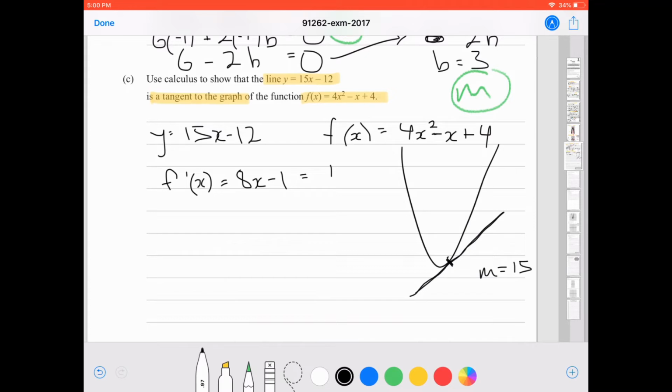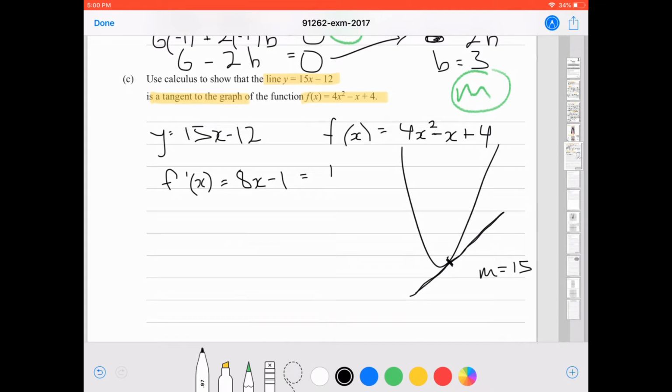And so we're going to solve for x, so 8x equals 16, and so x equals 2. So what this tells us is that when x equals 2, our parabola has a gradient of 15.